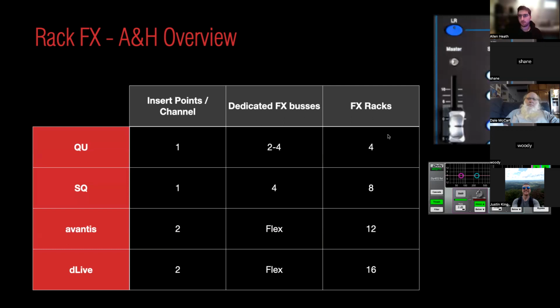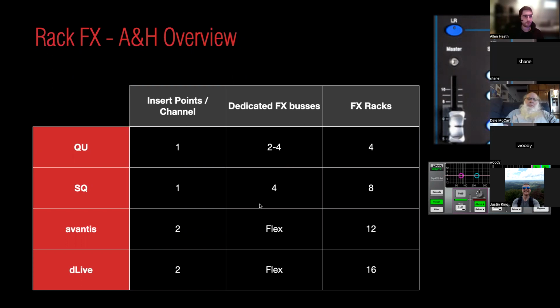So in order to make use of effects racks 3 and 4 on a Q16, you can either use them as inserts, or you can sacrifice one of your auxes, like mix 1, you can have be your third effects send if you want. And I'll show you how to do that soon. So there are ways of making use of those additional effects racks, even though you might not have dedicated buses for them.